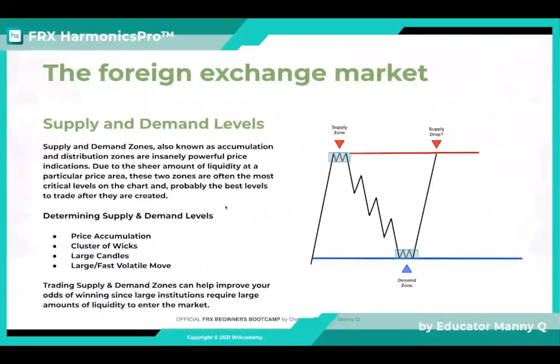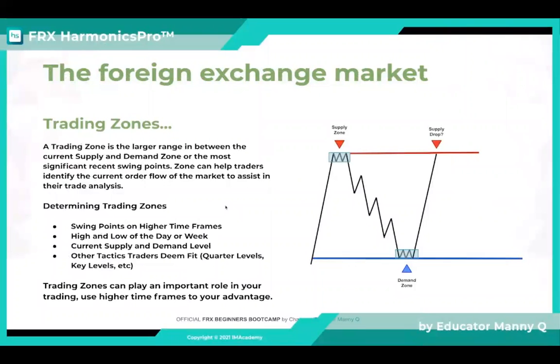Now, coming back over here to supply and demand, let's talk about trading zones, because you can't speak about one without the other. A trading zone is a large range in between the current supply and demand zone, which is exactly what I just showed you, or the most significant recent swing points in the market. Supply and demand zones can help traders identify the current order flow of the market to assist in their trading analysis.